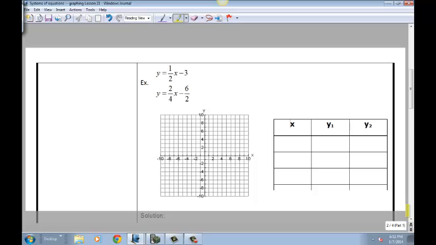Here we have another one that's set up in y equals mx plus b form, so hopefully it will be nice and easy to graph. I'll start by graphing in blue. My y-intercept's at negative 3, and my slope is up 1 over 2.